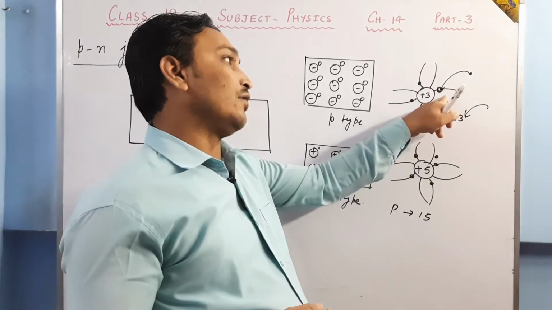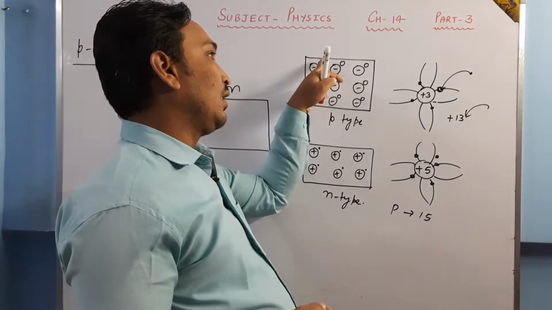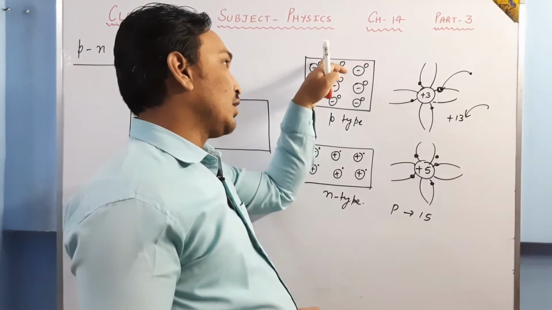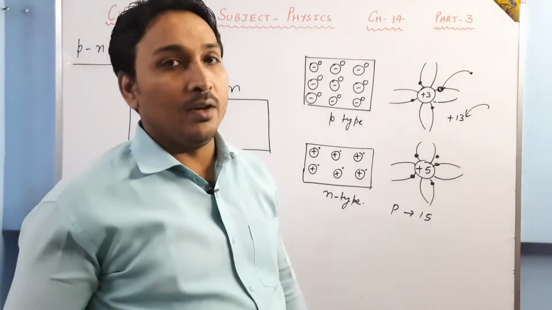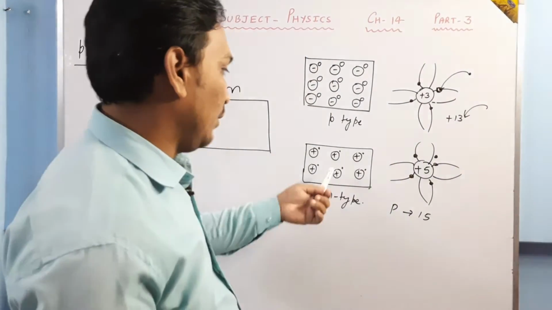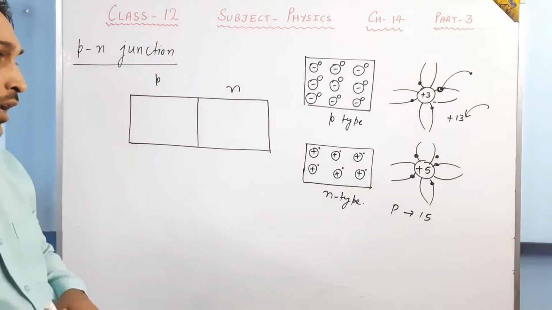Then it will have a negative charge. That's why one negative is connected with a hole. When an electron comes, this hole is neutralized and the whole atom becomes an ion with one negative charge. The same goes for n-type semiconductor.